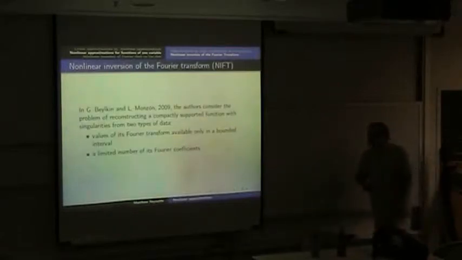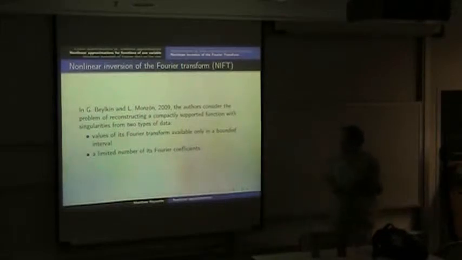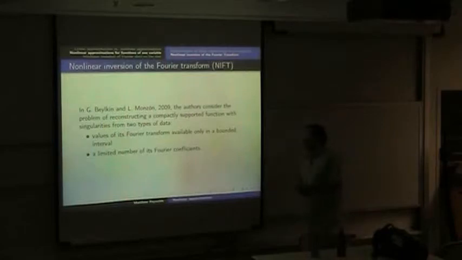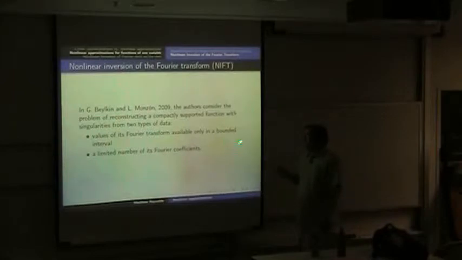So this was also introduced by Greg and Lucas, and they consider reconstructing a compactly supported function with singularities from two types of data. So we have values of its Fourier transform available only on a bounded interval, or a limited number of Fourier coefficients. And you can choose between these two.